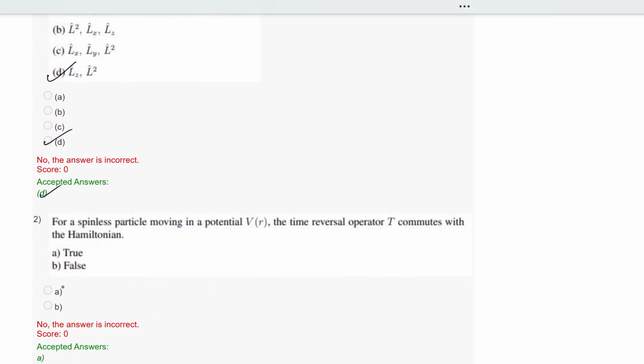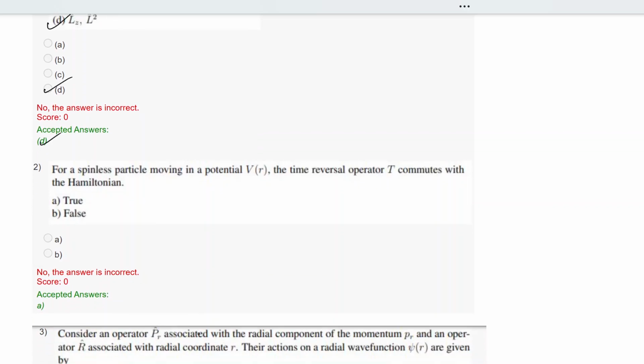Now question number 2. For a spinless particle moving in potential V(r), the time reversal operator T commutes with the Hamiltonian. That is true or false? You have to show from a commutation relation whether the commutator bracket is 0 or not, and the operators involved will be the time reversal operator T and the Hamiltonian, given that the potential of this system is already given in the question as V(r). Now let us choose here.